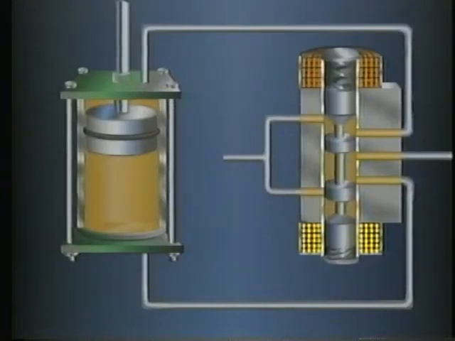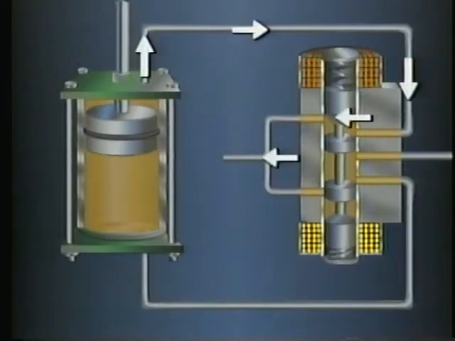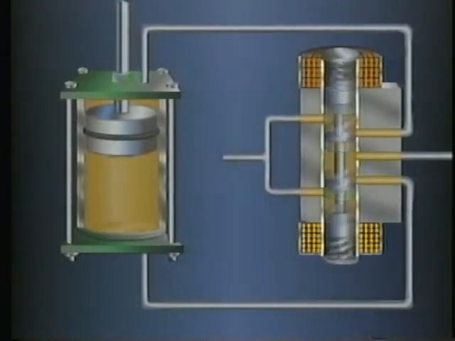With the spool in this position, fluid is directed to the bottom of the actuator, pushing the piston upward. And fluid on the other side of the piston is vented to the reservoir. When it's de-energized, the spring expands and forces the spool back into its original or neutral position. This blocks the flow to and from the actuator, and the piston is held in place.